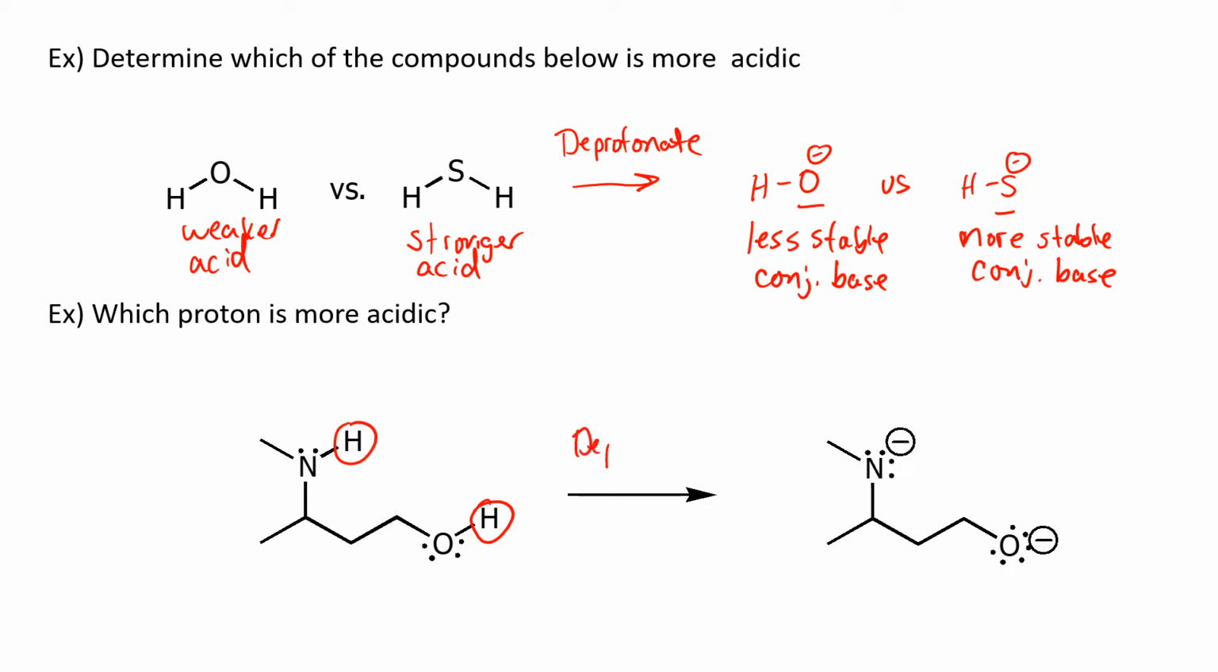So first step is to deprotonate. And now let's compare these negative charges. I have a negative charge on a nitrogen versus an oxygen. Nitrogen and oxygen are in the same period, so we're going to apply the period trend. So oxygen is more electronegative. Nitrogen is less electronegative.